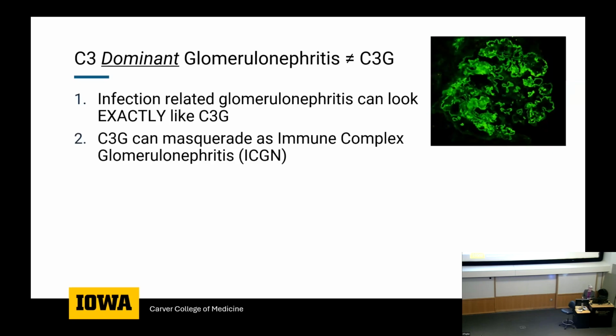Then there's the complicating feature that C3G can masquerade as immune complex GN. And we're not going to spend a lot of time on that, but there may be some of you in the room that have carried the ICGN or immune complex MPGN diagnosis, but then someone later switched it up on you and you now have C3G. That's actually not as uncommon as you might think. In our population, it's easily 12% of patients. And in some of the publications that have been out there, it's 8 to 10%. So it definitely can happen.